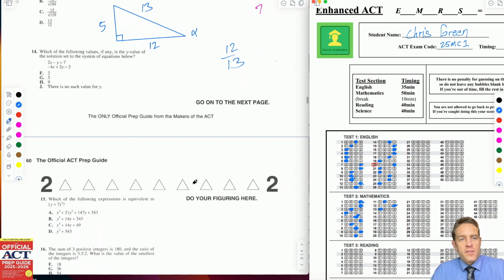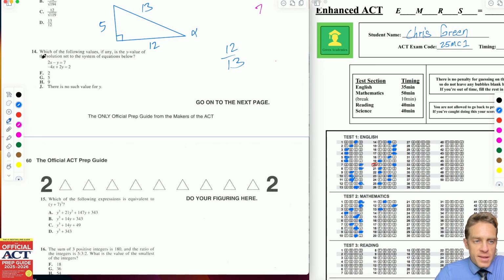Which of the following values, if any, is the y value of the solution set to the system of equations below? Well, these are often set up so that with some very simple manipulation, you can get things to cancel out so that you can solve. It looks like in this case, if you just double the top and then just add, they will cancel out. So if you just add the expressions in place now, you'd be looking at, oh, this is a funky case, right? Because you get 0 plus 0 is 16, which is, of course, never true. So this is effectively a trick question.